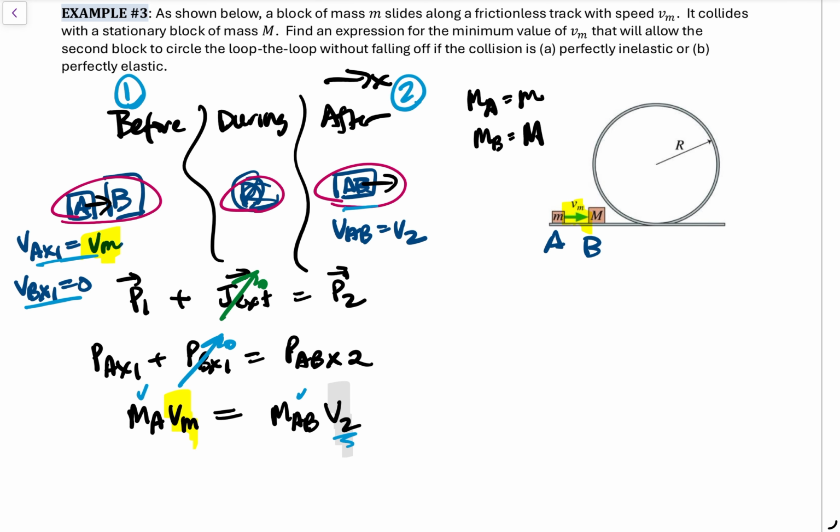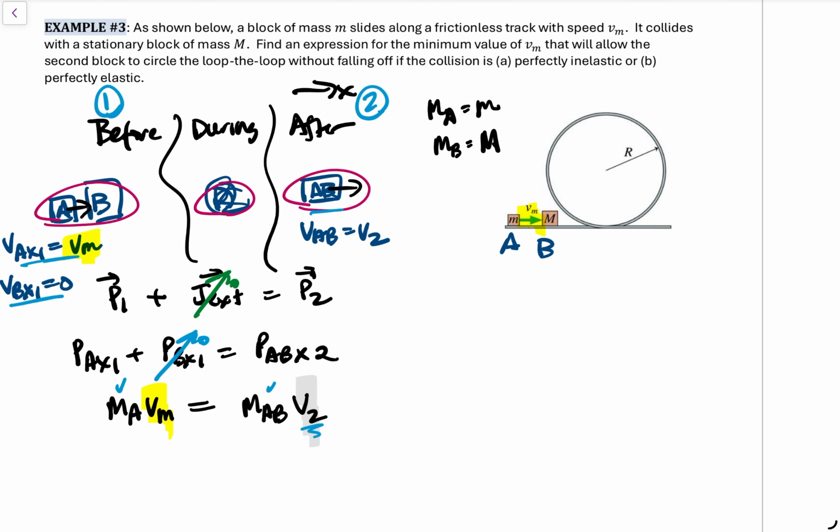So now we want to look at what's going to happen next. Once the blocks are together, we can assume that at the very bottom of that circle they're going through, this is still that v2, right? So this is my point 2. I'm just going to use this picture here. So this is point 2.